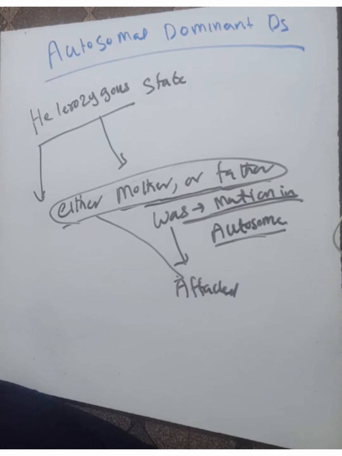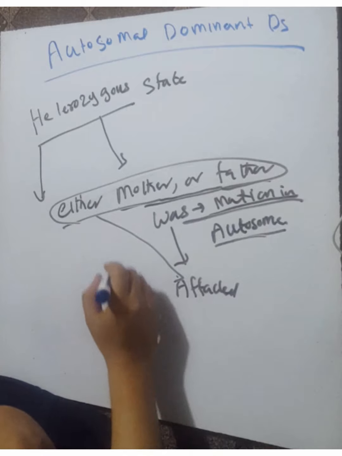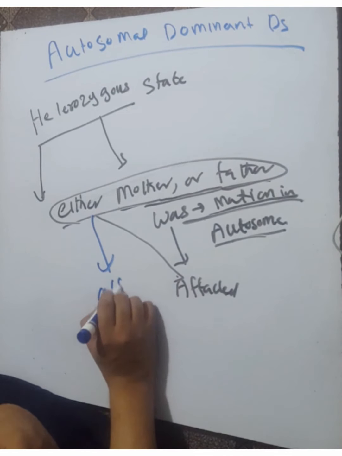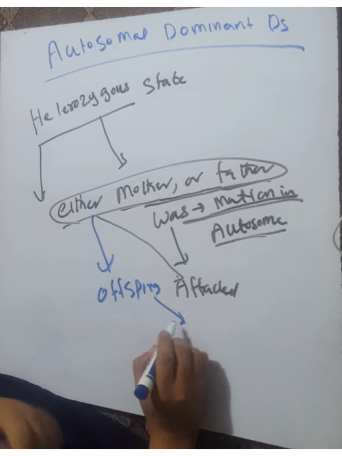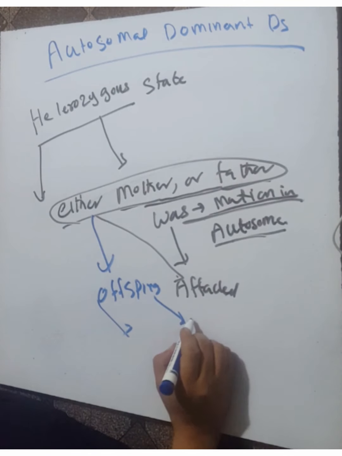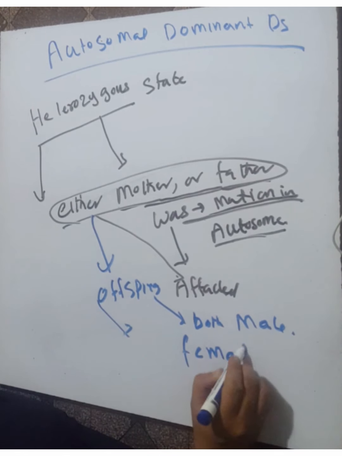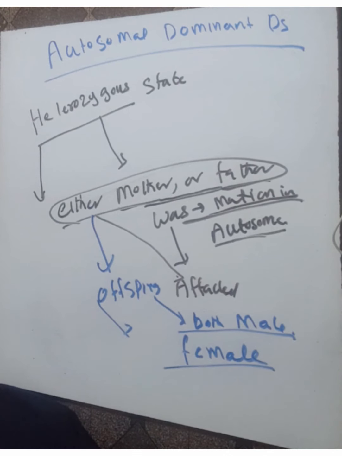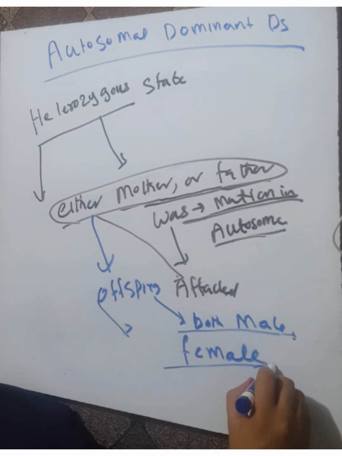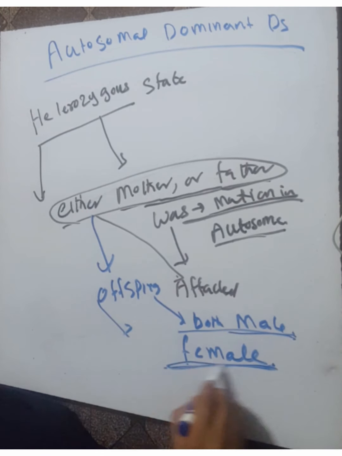Both males and females can be affected. In the offspring, both male and female can be affected equally. Both male and female parents can be affected equally, and both can transmit this disease to their offspring.